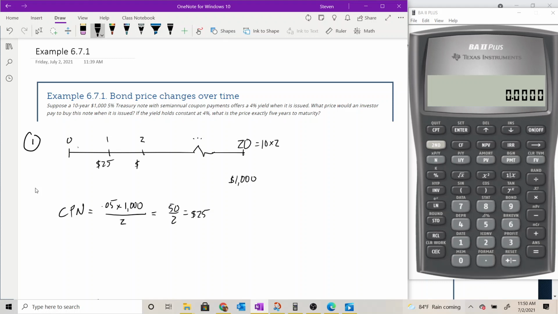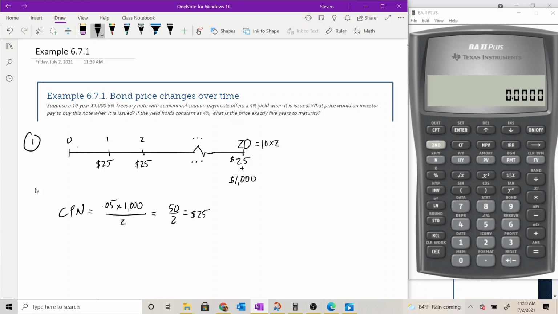All right, so if an investor were to buy this bond today, she would receive $25 6 months from today, another $25 6 months after that, and that would happen every 6 months out until the final payment, where the investor would get the final coupon payment and the face value back at maturity.